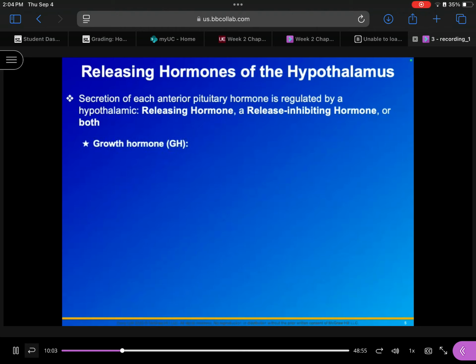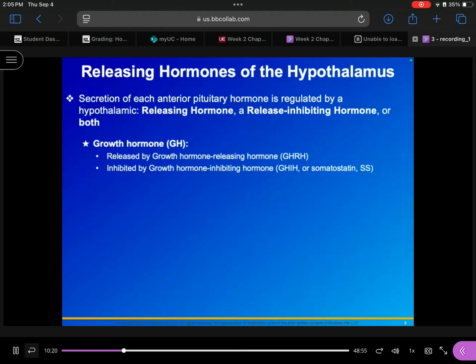All right, so we have growth hormone, or GH, and we'll talk more about the effects of this hormone in future slides. All right, so it is going to be released by, look at this, guys, this is what's so easy, growth hormone releasing hormone. Woohoo! All right, so that's going to be GHRH. And it's going to be inhibited by growth hormone inhibiting hormone, or we can also call that somatostatin.